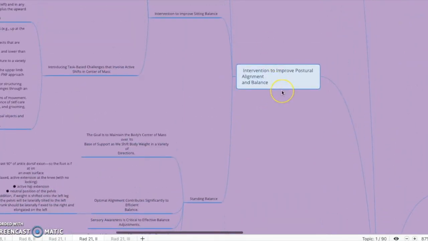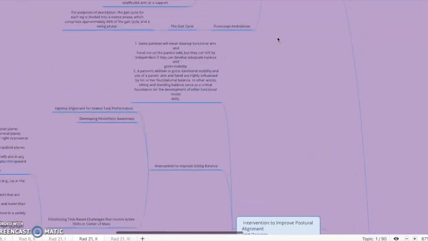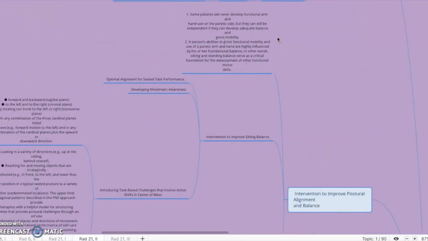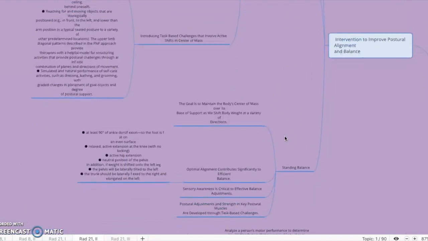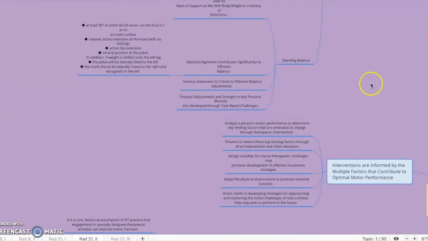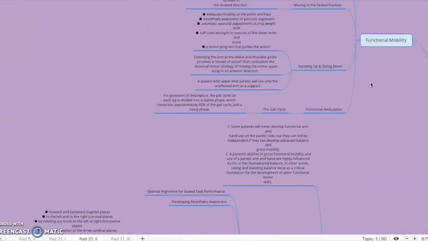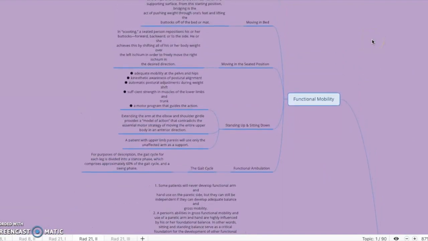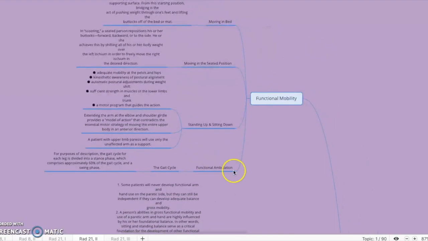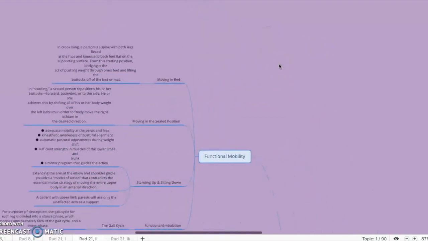Also, we have interventions to improve postural alignment and balance, which is very important for people with CNS motor dysfunction. And you can see some of those intervention strategies over here, including ways to improve sitting balance and standing balance. And also we talk about functional mobility, which is moving in bed, moving in the seated position, standing up and sitting down, and just functionally ambulating throughout your environment.